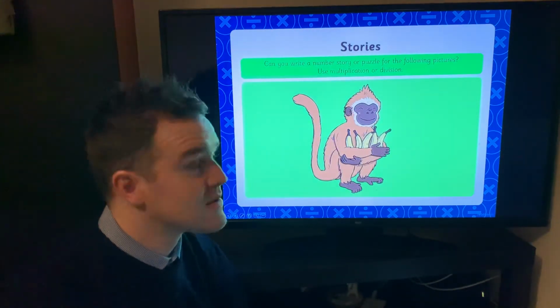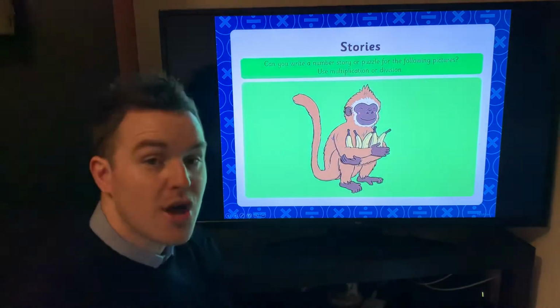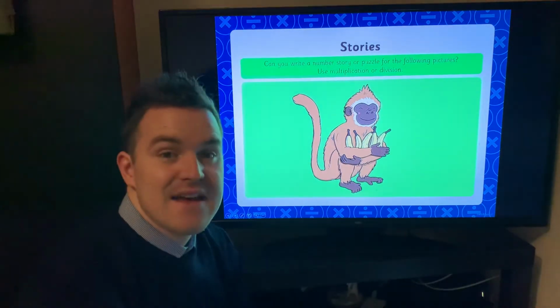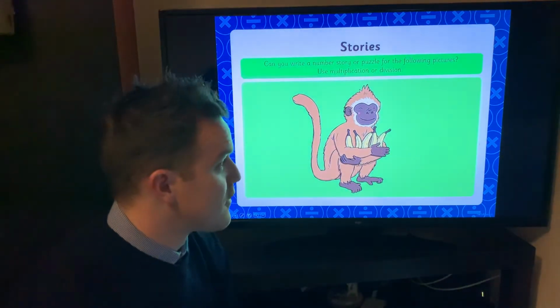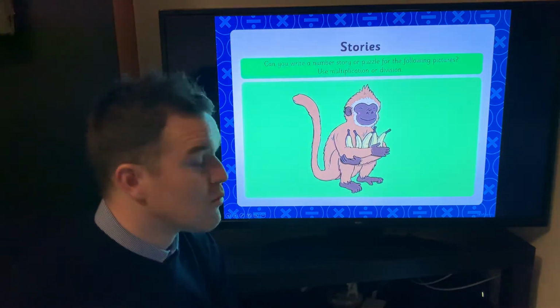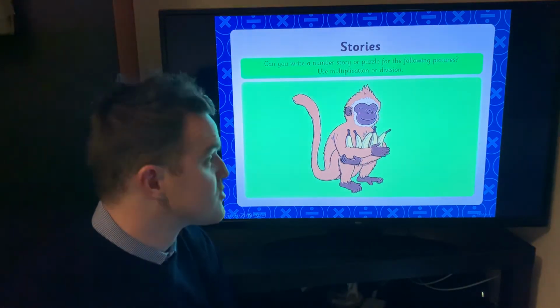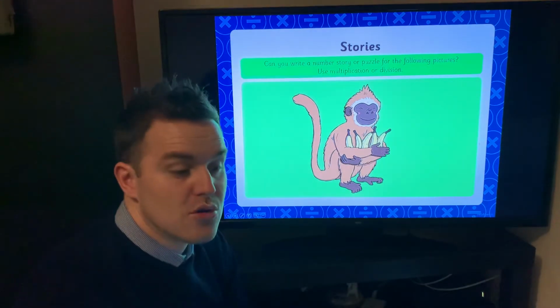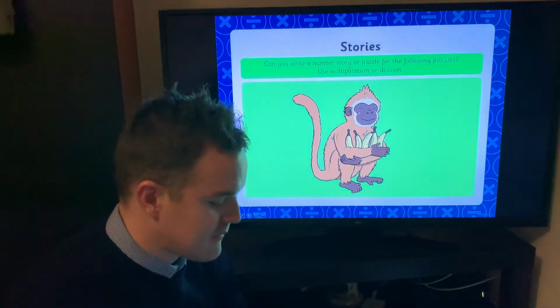Okay, so can we think of a number story or puzzle for this picture? I'm going to do this one, a nice easy one. Remember we're counting in 5s, and he has 5 bananas. So I have one group of 5, or one group of 5 makes 5. There's one group of 5 in 5.